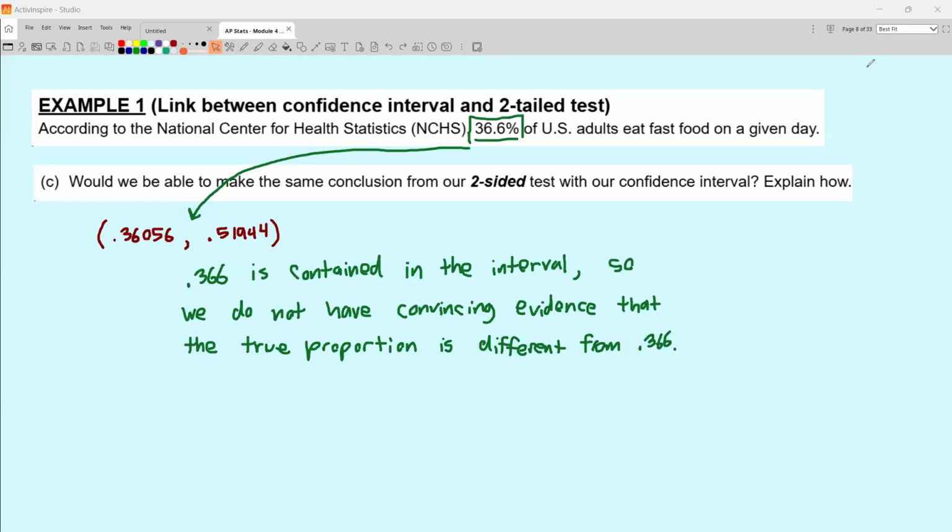Since 0.366, our null, is actually contained in the interval, we do not have convincing evidence that the true proportion is different from 0.366. So if the 0.366 were outside of the interval, then we would have that same conclusion from our two-sided hypothesis test at the 95% level. So if you remember our alpha level at 5%, that's the complement to the 95% confidence interval. So it's what's left over.